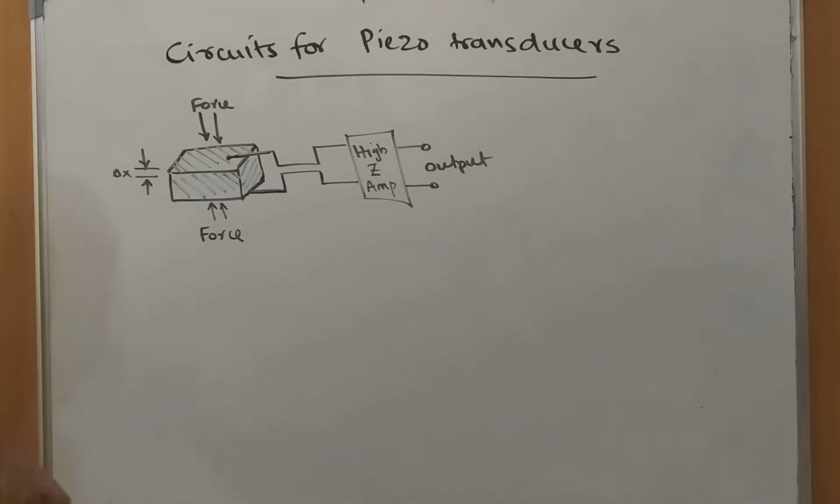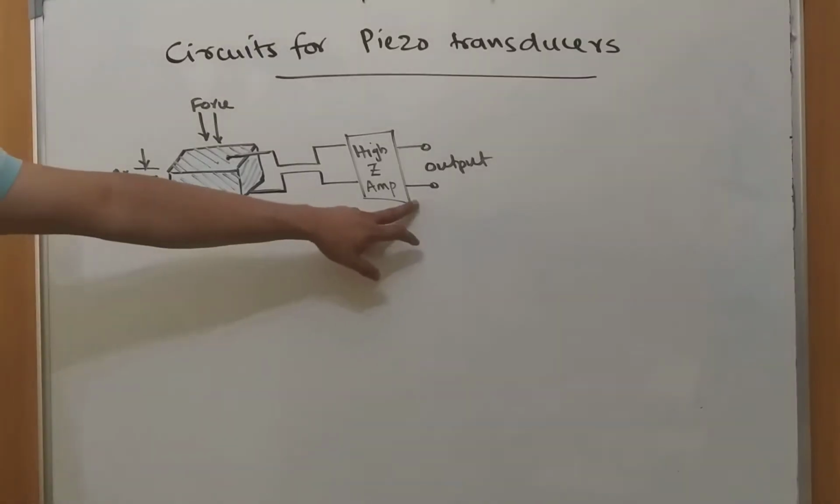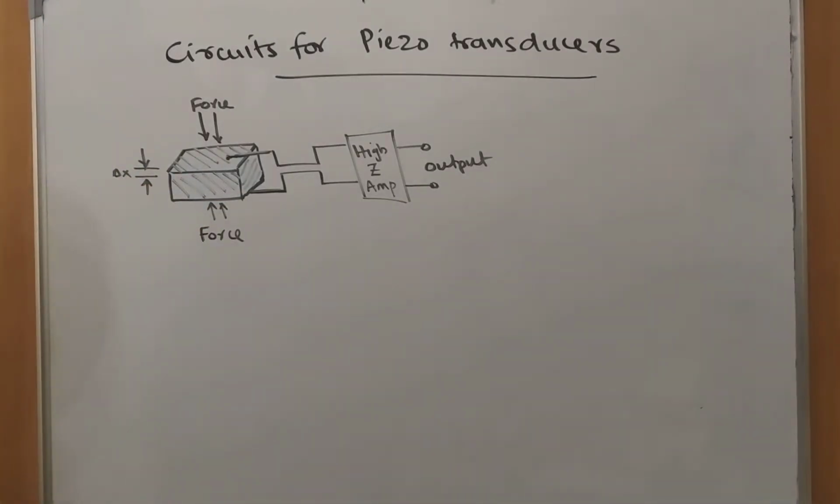The reason is that the output impedance of piezoelectric transducers is very high, so we need an amplifier that meets the impedance matching requirement. That's why we use a high impedance amplifier. We can set the amplifier gain according to our requirement, and hence we can expect a corresponding output voltage. This output voltage can be used for other signal processing applications.